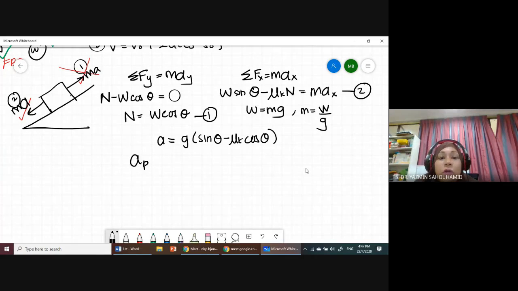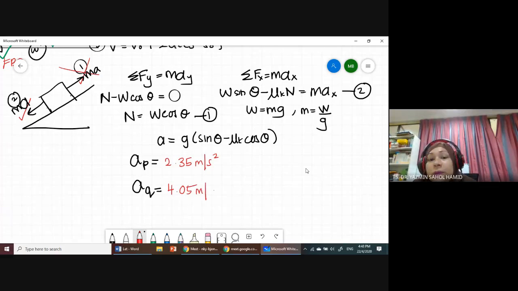Now, what would you get for the acceleration for block P? Can you quickly calculate for me? What would you get for the acceleration for block Q? If you quickly calculate, acceleration for block P equals 2.35 meters per second squared, and acceleration for block Q will equal 4.05 meters per second squared. Did you get this answer same as me? I hope so.